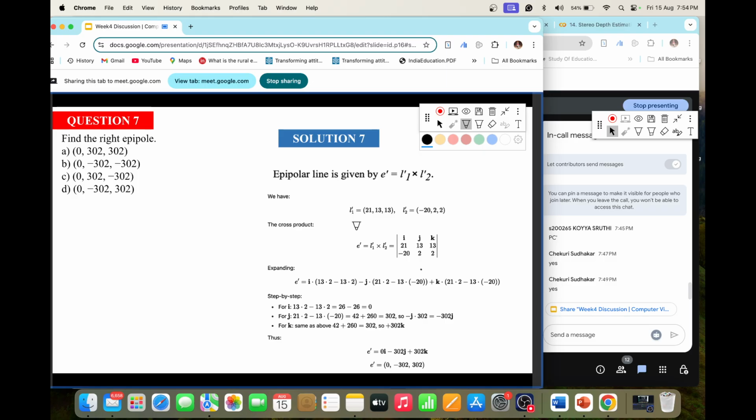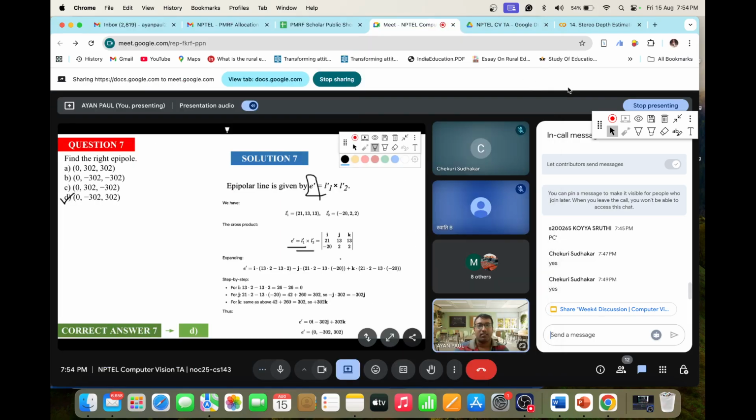In the previous question we had our lines as 21 13 13 and minus 20 2 2, right? You just do the cross product of these two and you will find E dash, the right epipolar point, or right epipole. So just do the cross product and you get 0 minus 302 302. So option D is the correct answer. Is it clear?